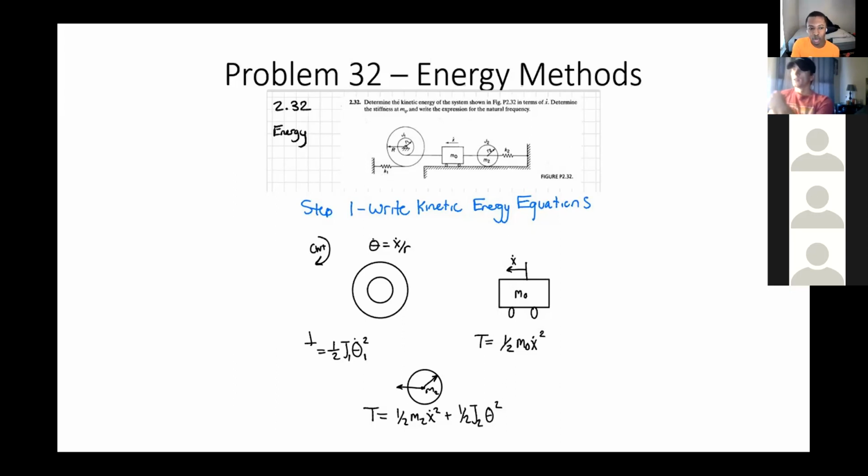I think when I get to the equations of motion one, it'll explain the forces behind it, but we'll get through this one really quick. So you have your rotating mass that just has one kinetic energy, so it's 1/2 J1 theta dot 1 squared. You have your regular point mass moving, so that's just 1/2 M1 x dot squared. And then you have your rotating point mass. This thing is going to have two kinetic energies, 1/2 M2 x dot squared and 1/2 J2 theta dot squared.